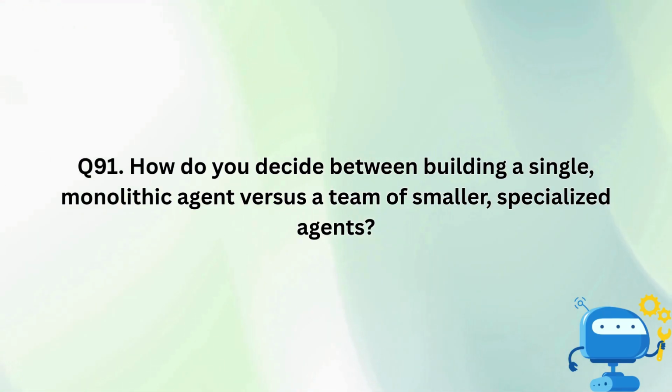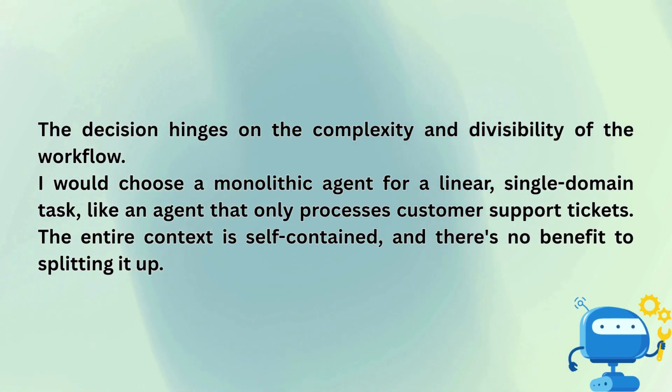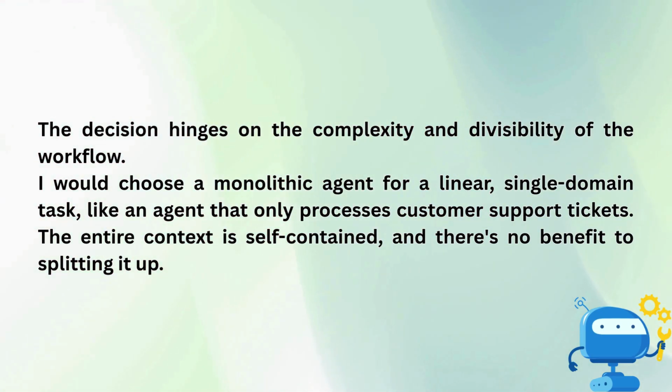How do you decide between building a single, monolithic agent versus a team of smaller, specialized agents? The decision hinges on the complexity and divisibility of the workflow. I would choose a monolithic agent for a linear, single-domain task, like an agent that only processes customer support tickets. The entire context is self-contained, and there's no benefit to splitting it up.